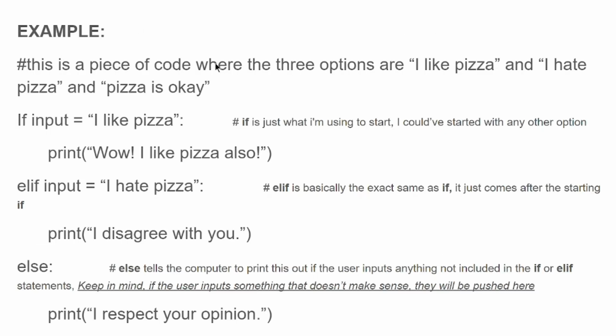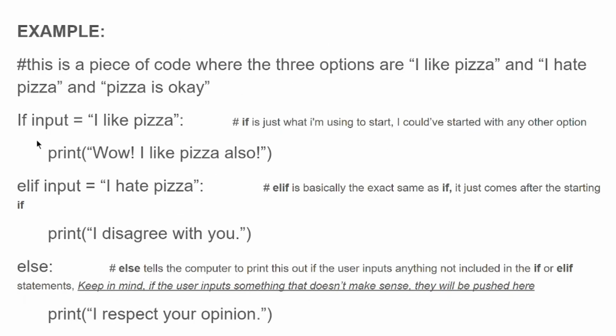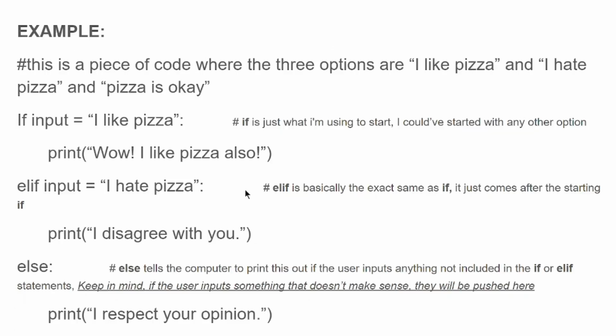Now, here as an example, say we have this piece of code that's asking the user their opinion on pizza, and they have three options to choose from: I like pizza, I hate pizza, and pizza is just okay. If the user inputs, if input equals I like pizza, print wow, I like pizza also. This is if something happens, the user inputs I like pizza, something happens as a result. The computer prints out, wow, I like pizza also.